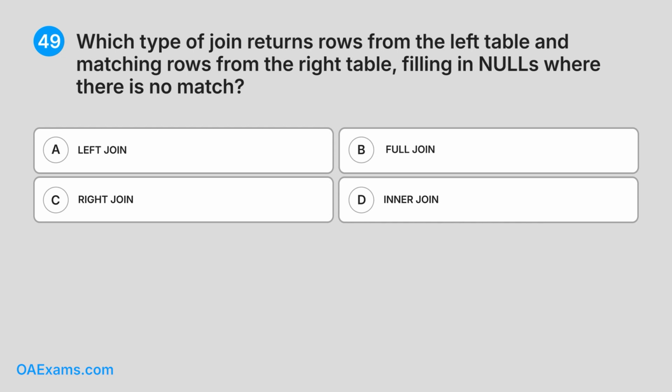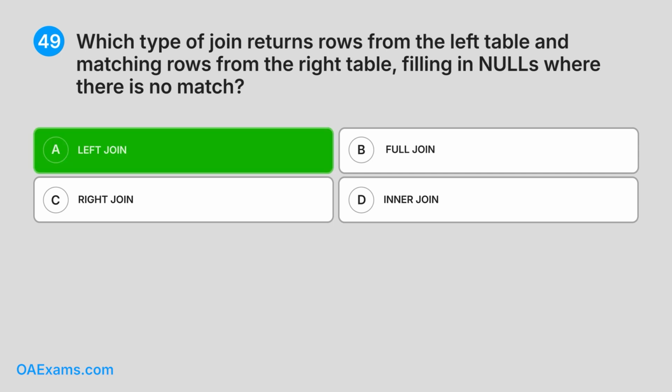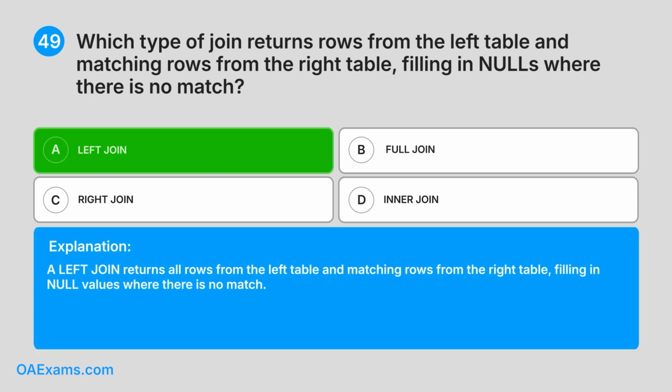49. Which type of join returns rows from the left table and matching rows from the right table, filling in nulls where there is no match? A. Left join. B. Full join. C. Right join. D. Inner join. What do you think is the answer? Correct answer. A. Left join. Explanation. A left join returns all rows from the left table and matching rows from the right table, filling in null values where there is no match.